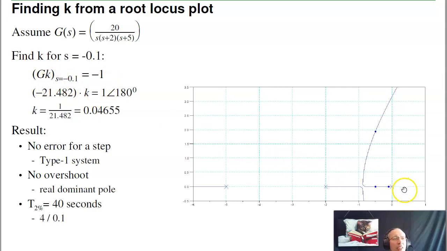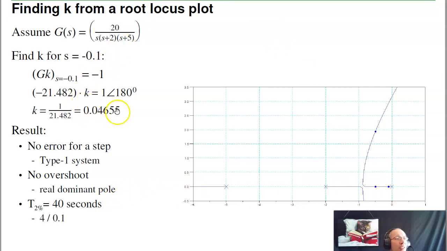If I plug in, say, s equals -0.1, this point, k is whatever it takes to make the gain 1. G has a gain of -21. The minus just says I'm on the root locus. The amplitude tells you k. K should be 1/21 or 0.04. What that gives you then is a type 1 system, no error per step input. The settling time is 4/0.1, 40 seconds.